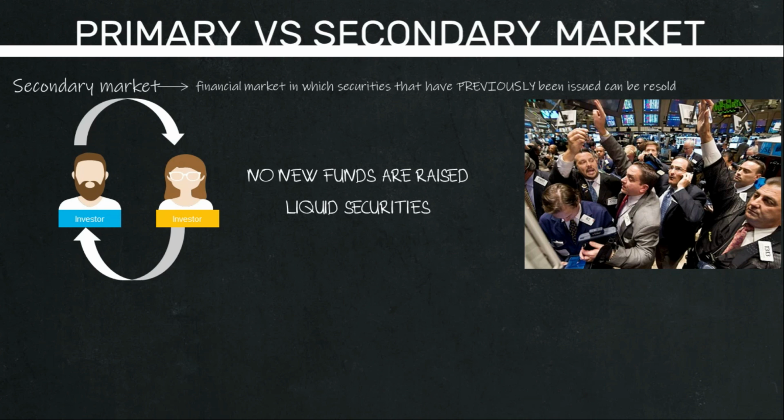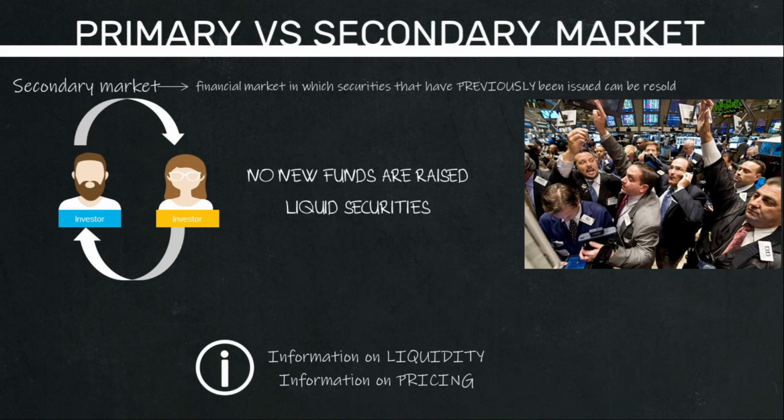And how do we know if they're liquid? Well, in accounting, we say they are liquid if they are readily convertible to cash with no material effect to its value. In finance, we say when they can be sold quickly for a fair price. Secondary markets, therefore, give us information on the liquidity of the securities and also provide us with intel on the pricing of the said securities.